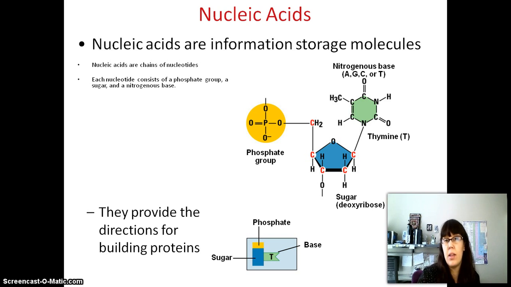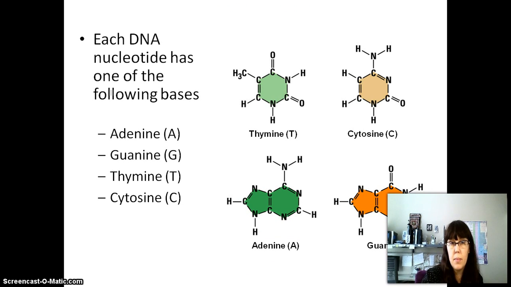Nucleic acids are the information storage molecules. They're chains of nucleotides, and each nucleotide consists of a phosphate group attached to a sugar and a nitrogenous base. These are really important because the sequences of nucleic acids provide the directions for making proteins. We'll learn a lot more about this later in the semester. In DNA, the nucleotides have one of the following bases. You've either got thymine, cytosine, adenine, or guanine.